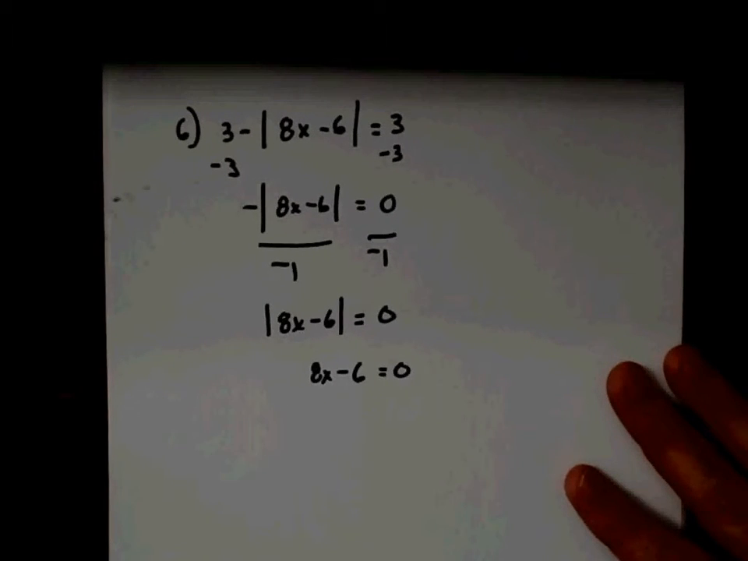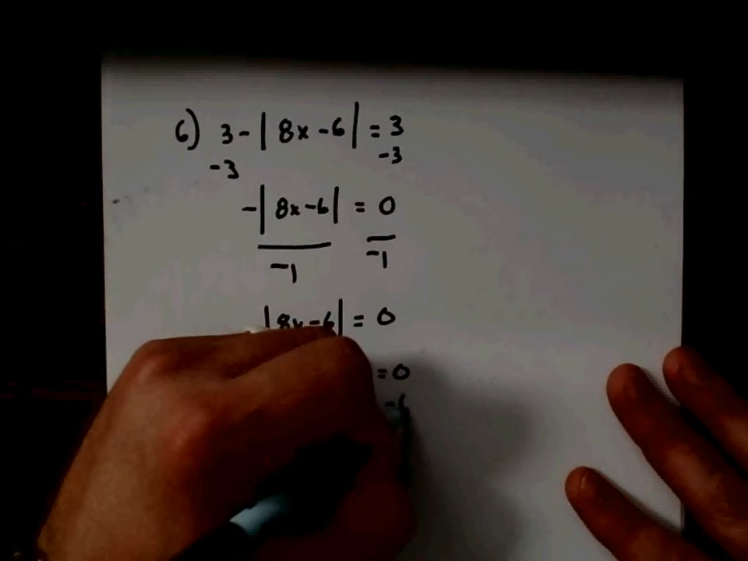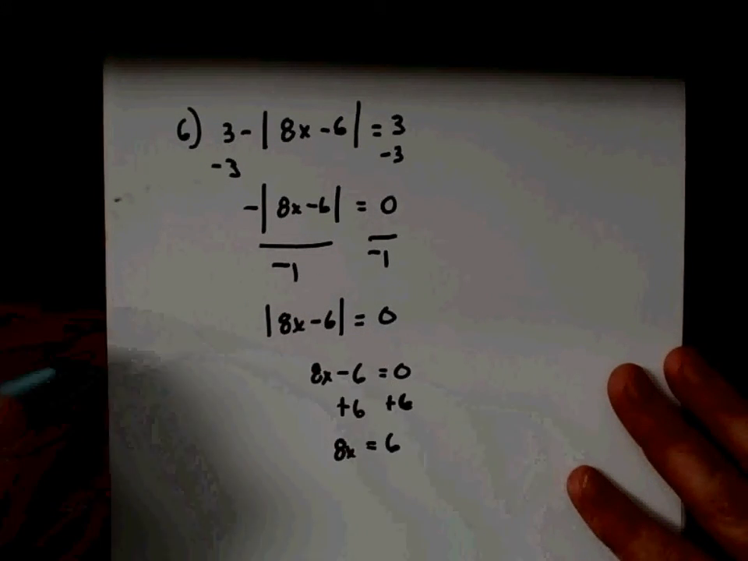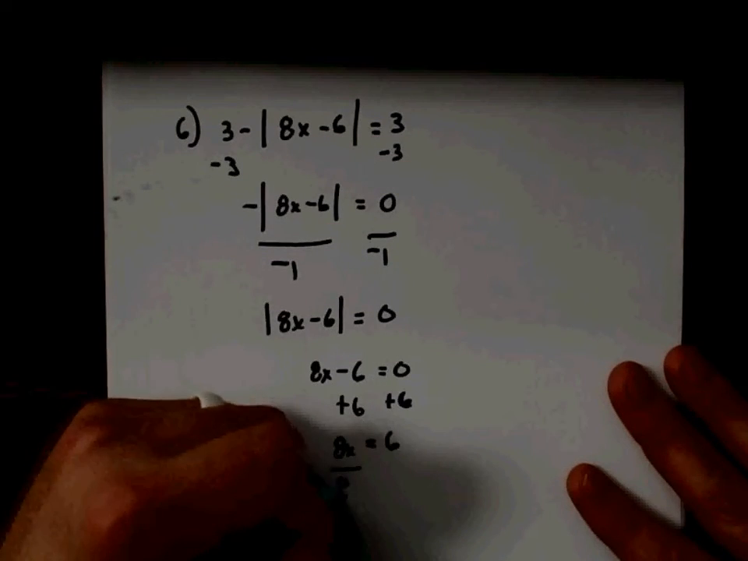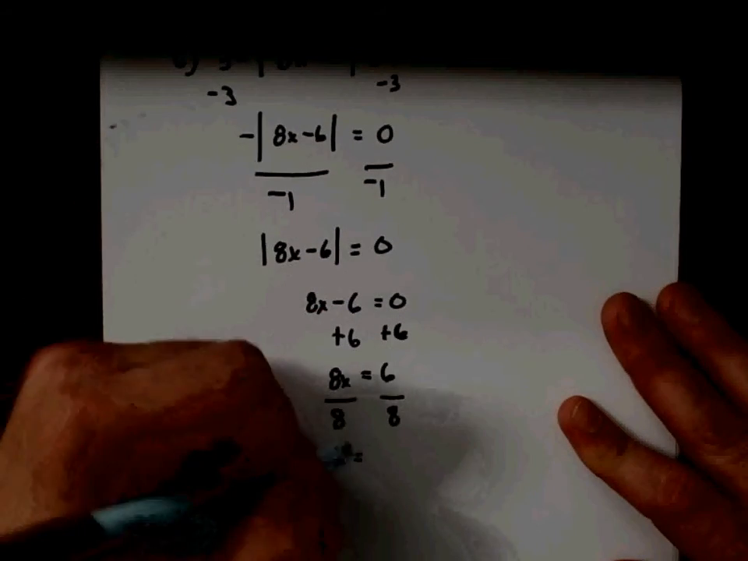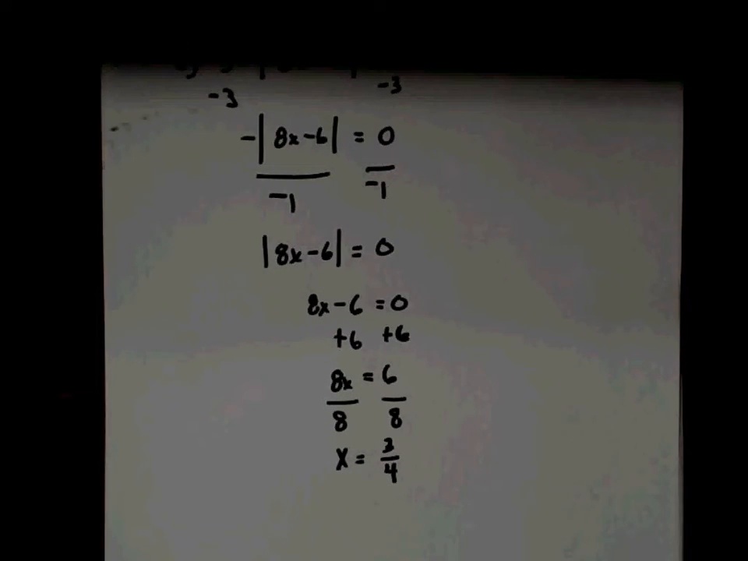Still something we struggle with. Order of operations from bottom to top. I'm going to add 6. And I'm going to divide by 8. X equals 3 over 4.